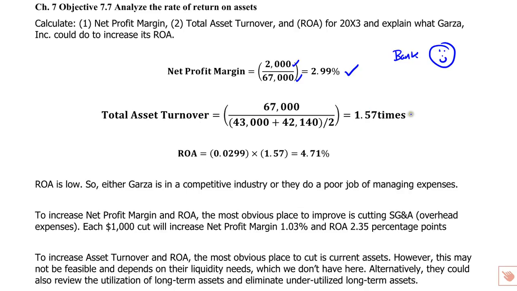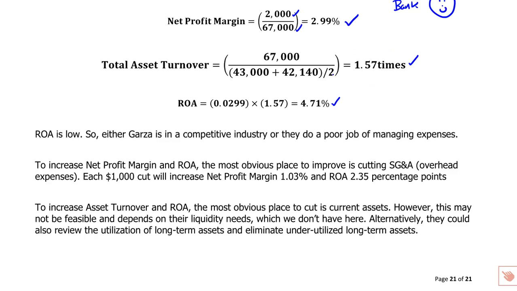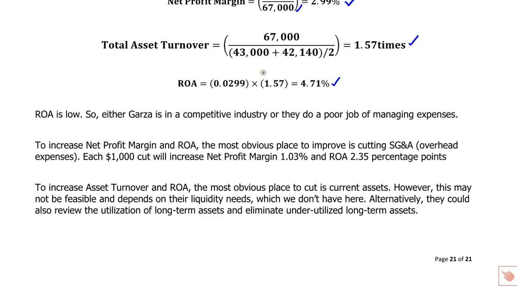Total asset turnover is 1.57 times. All right, but generally that's kind of low as well. ROA is 4.71. This is kind of low. You know, a little bit lower than that, you're like in grocery store territory. So this number very much depends on industry. You know, banks are like 1% to 1.5%. They don't call it ROA, but it's somewhere in there.